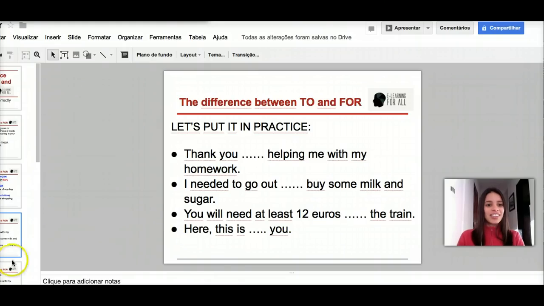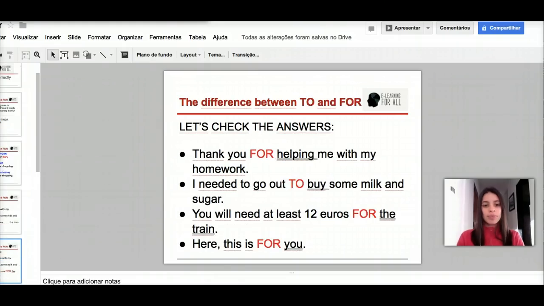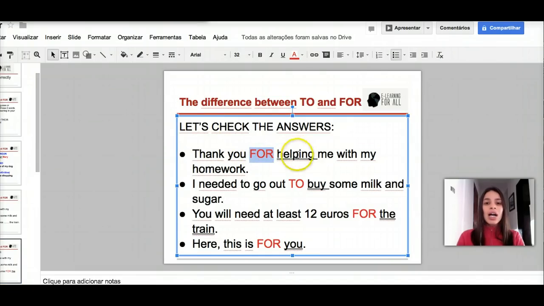Alright, so now let's check the answers. The first one would be, thank you for helping me with my homework. For helping, because helping is in the gerund. That's why we are using the preposition for and not the preposition to.